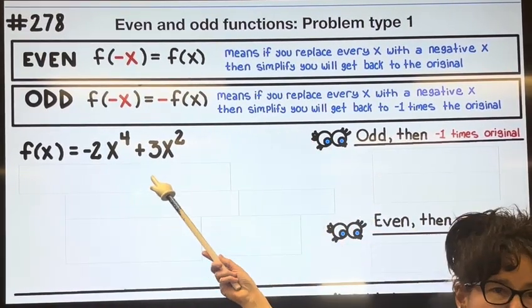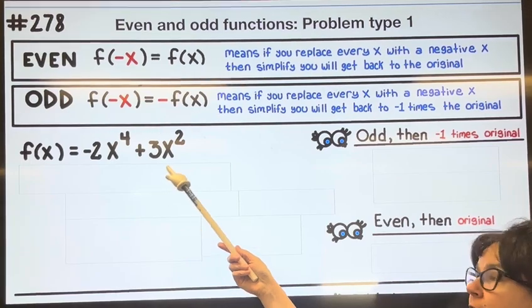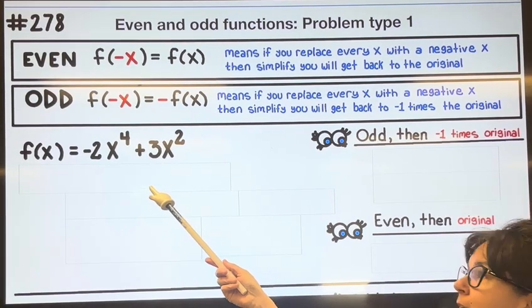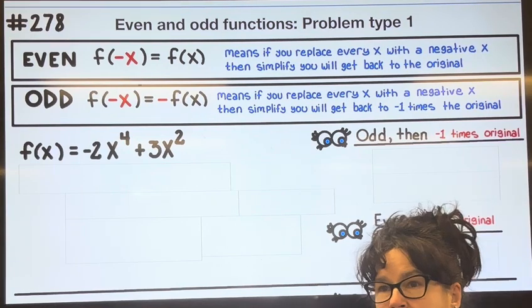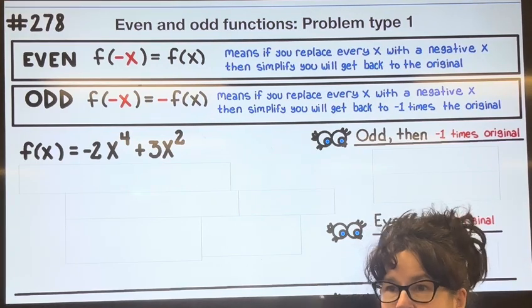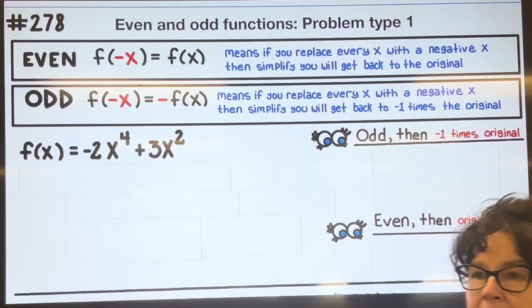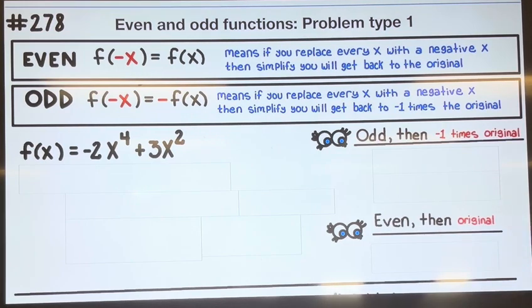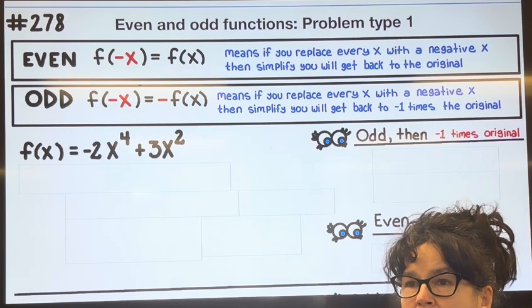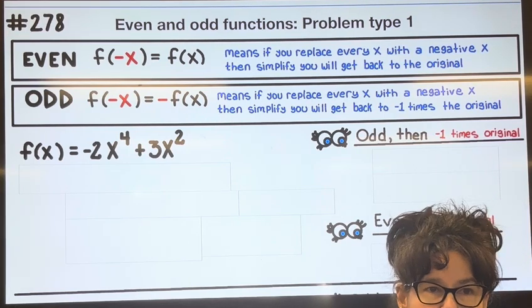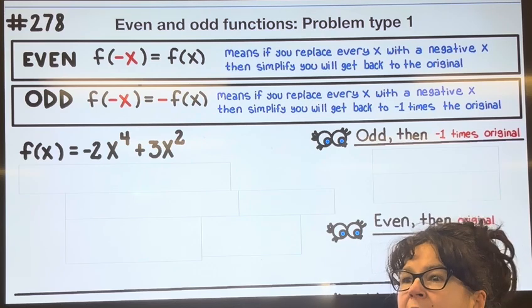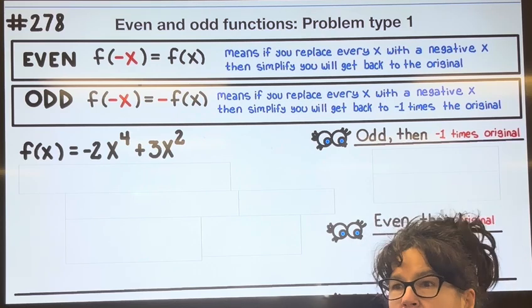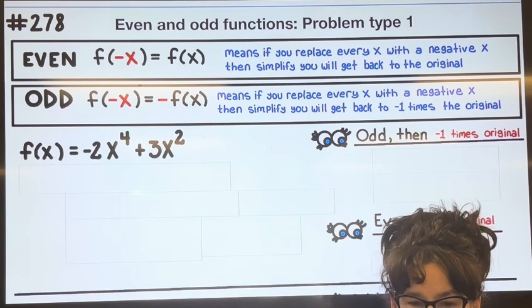We've been given a function and we want to determine if this function is even or odd. In order to make that decision, you're going to replace every x in the equation with negative x and simplify. If after you simplify, it looks exactly like the original function, then you have an even function. If after you simplify, it looks like -1 multiplied by our original function, then it's going to be odd.